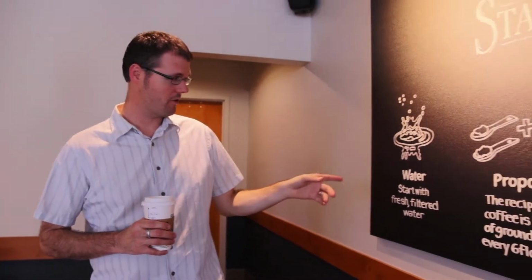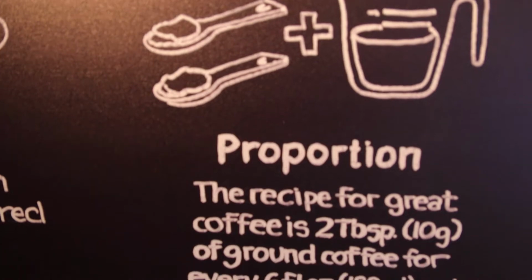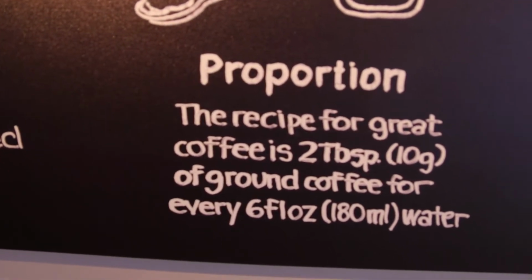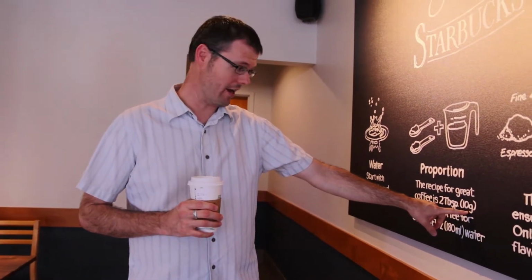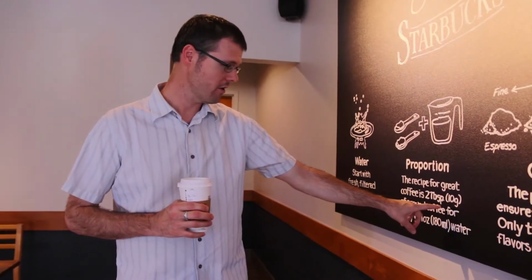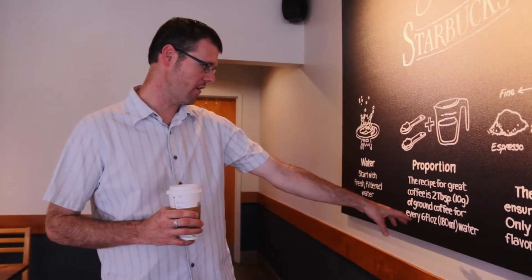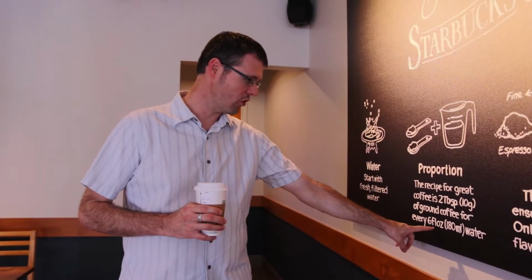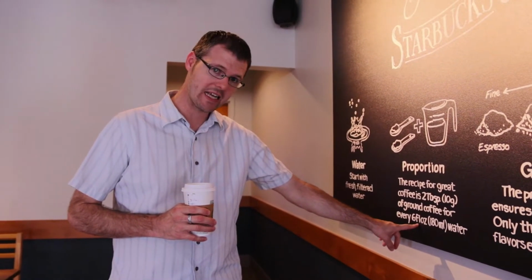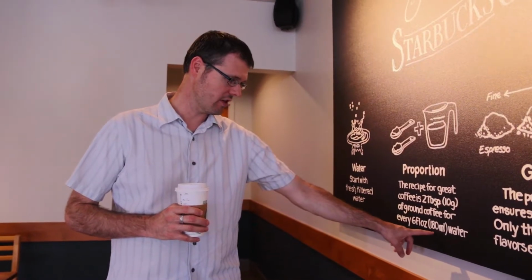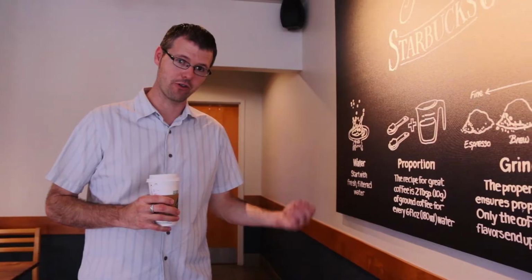Also, the next step after you have water is your proportion. So this recipe for great coffee is about 2 tablespoons. And I love this because they help us for international people, in international measurements, grams. So 2 tablespoons in English is 10 grams of ground coffee for every 6 fluid ounces. So the FL and the OZ in English means fluid ounces, which is 180 milliliters of water, which is also great for the international measurements.